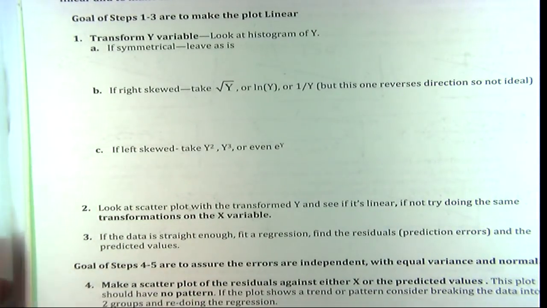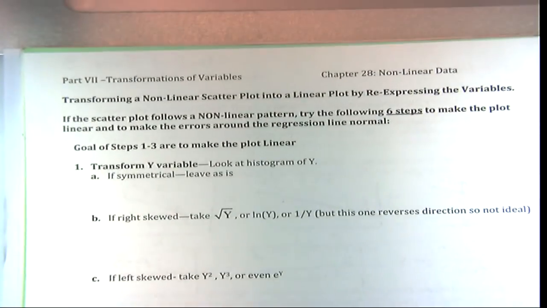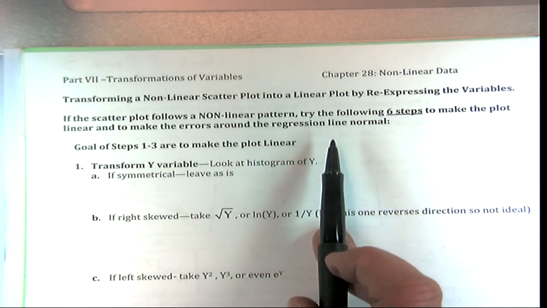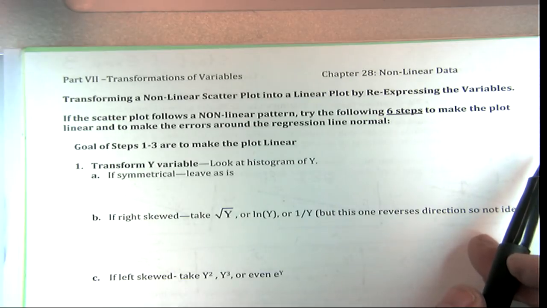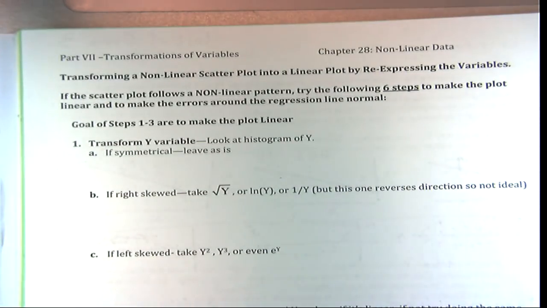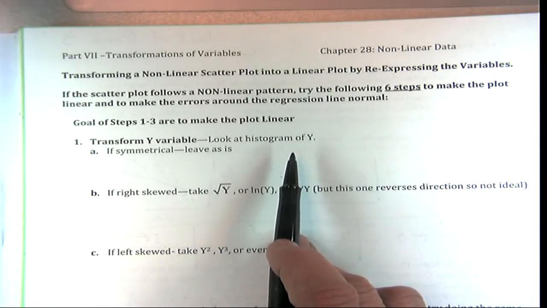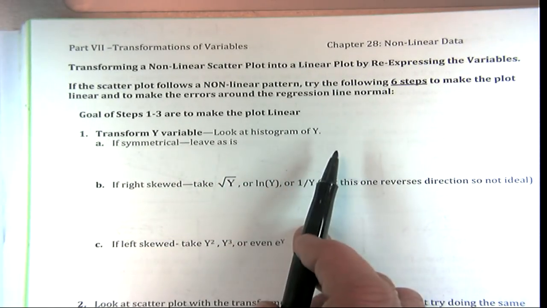What do you do to correct for these? If it follows a non-linear pattern, you can try these following steps to make the plot look linear and to make the errors around the regression line more normal. First you look at the histogram of the y's, okay? And if it's symmetrical, leave it as it is, all right?